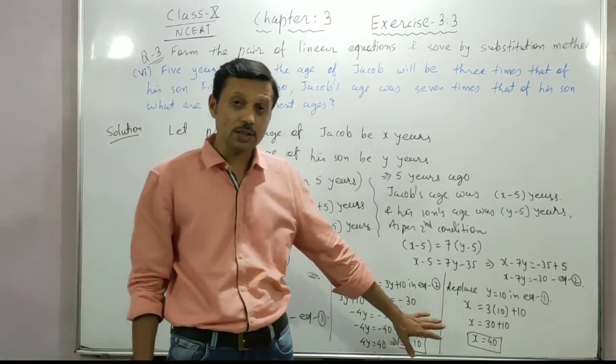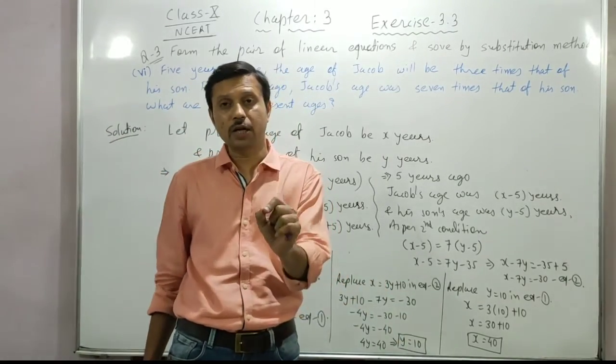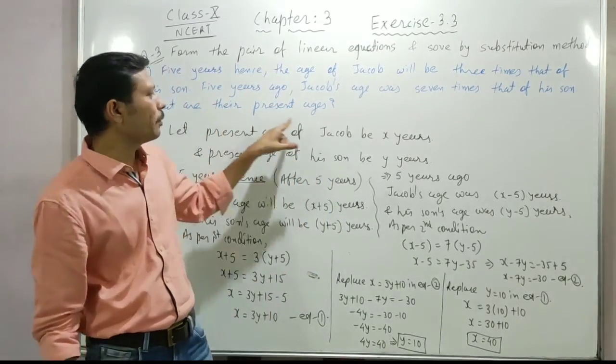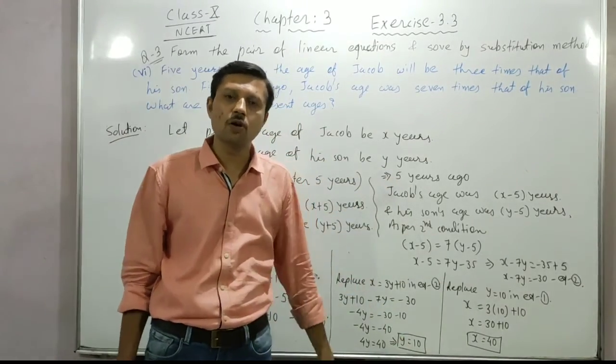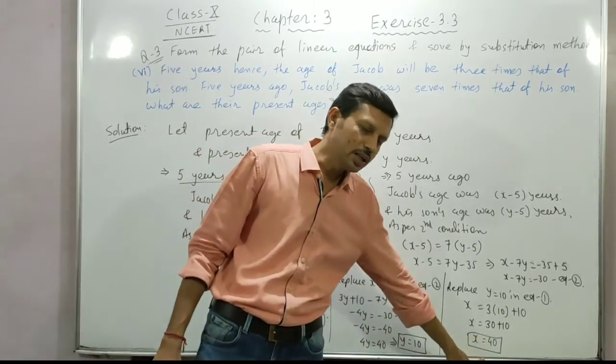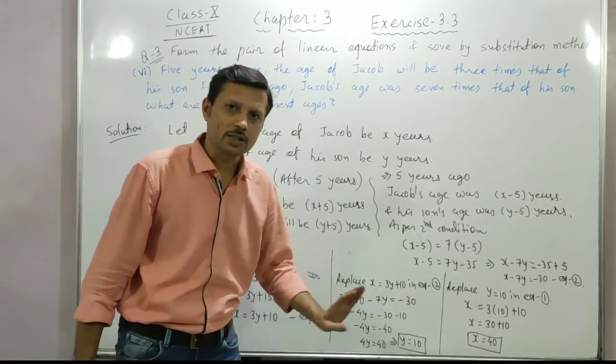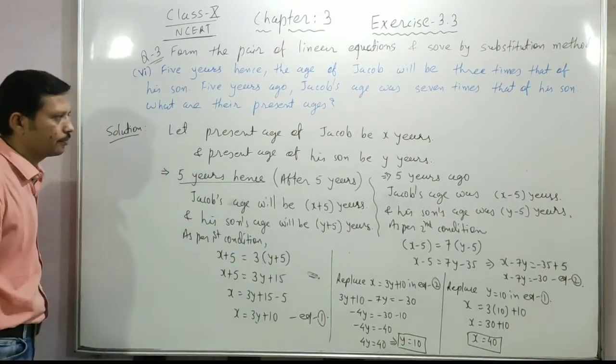And last, I didn't have the space, so I have to say verbally. So you also please take care, you have to write down your answer in a proper statement form. So the question is what the present age is. So the present age of Jacob is 40 years and his son's present age is 10 years. That you have to write down at last. Clear?